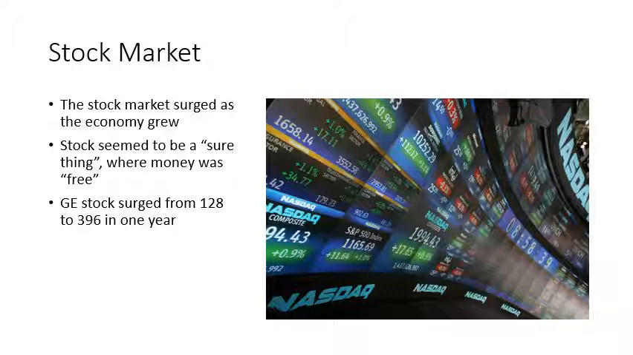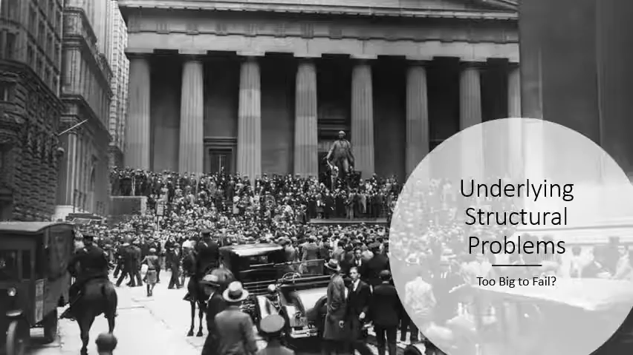You can see that in the example of GE's stock surging from $128 a share to $396 a share in one year. That's a huge amount of growth. It's growing rapidly, and so people are saying, hey, this is a great way to invest money. It's helping the economy, and I'm going to get a bunch of money. And there's really no risk in this. They don't see the risk inherent in the stock market during this period.